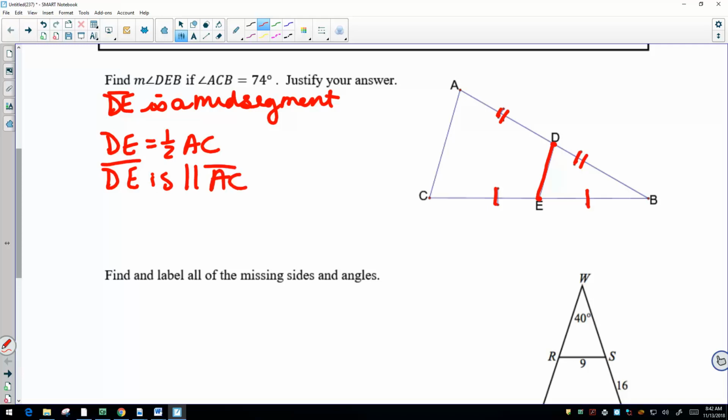So knowing that it's parallel, and they have told us that angle ACB is 74, they want us to find the measure of angle DEB. Well, if these two lines are parallel, this looks like a transversal. That's going to make these two angles corresponding angles. So I should know the measure of angle DEB is 74 degrees, since corresponding angles are congruent.